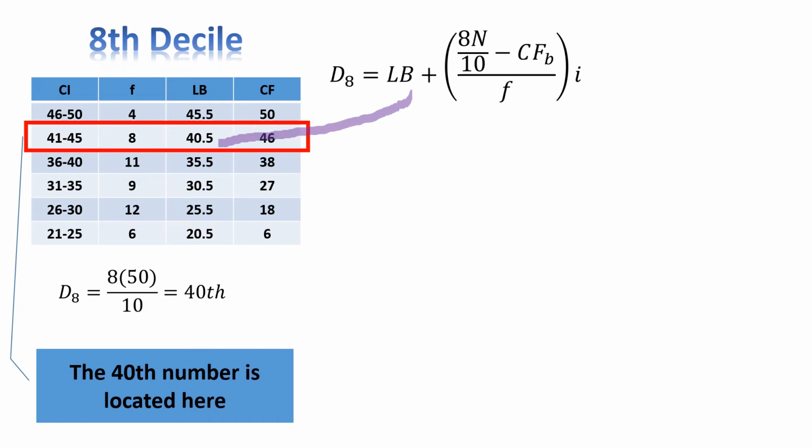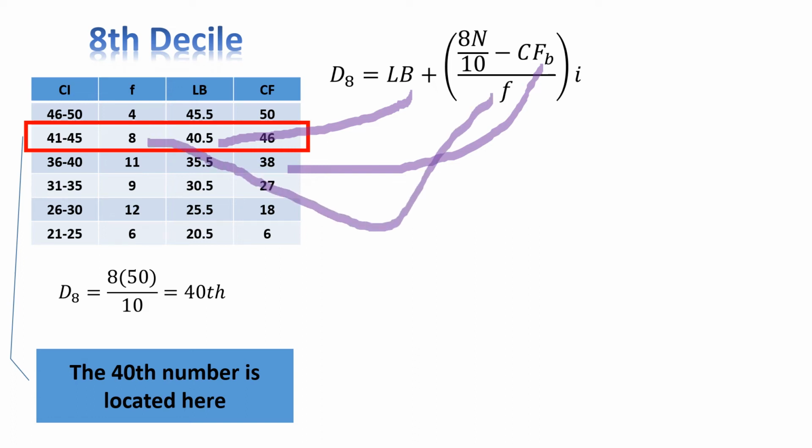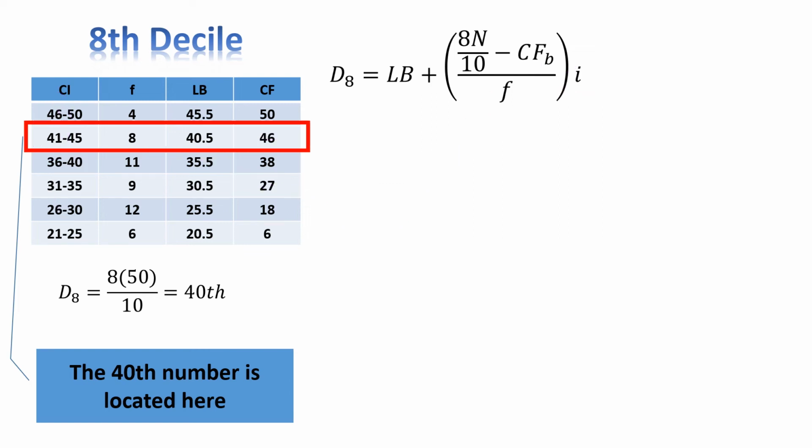Yung ating cumulative frequency ay nasa baba ni 46. Ang frequency ay nasa 8. And yung interval natin ay 5. Paano yun? Pwedeng 26 minus 21 or 46 minus 41. O kaya we count from 46 to 50. So, pwede din yun. Let me just erase.